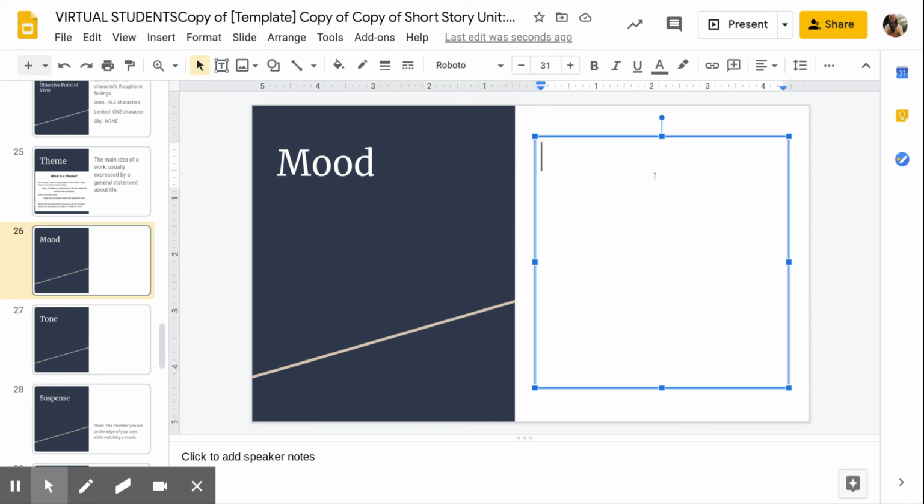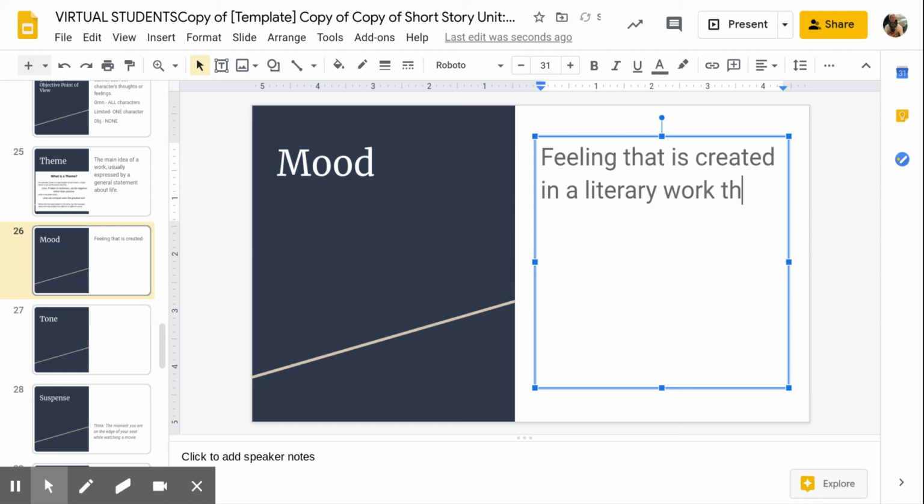So mood, we talked a little bit about mood last unit, but mood is simply the feeling that is created in a literary work that is felt by the reader. A lot of times the mood could be happy, sad, depressed, angry. It's just how a literary work makes you feel as a reader. That's what mood is. So now let's go to tone.